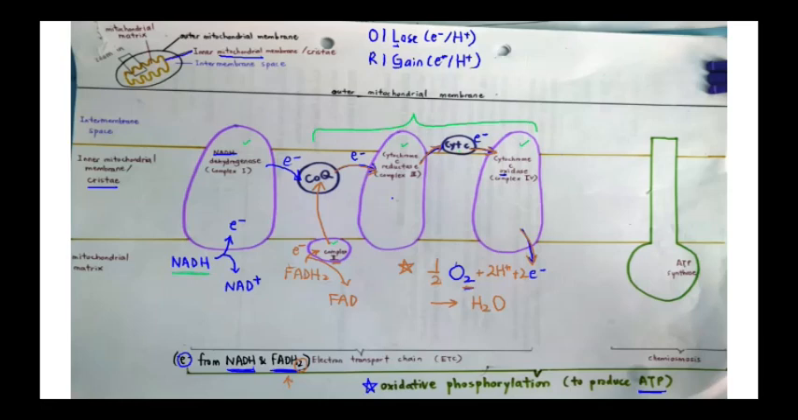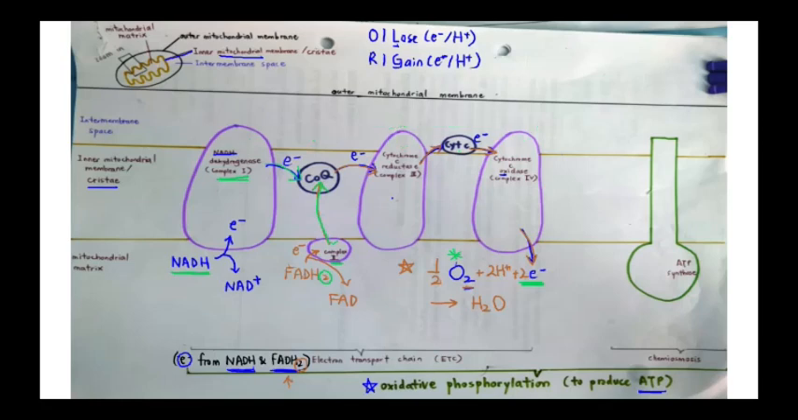NADH gives its electron to complex 1, and from complex 1, it will directly go to CoQ. Whereas FADH2, from the name 2, gives its electron to complex 2 and then from complex 2 directly to CoQ. And then the following road is the same. Lastly, this electron will be given to the final electron acceptor, which is the oxygen molecule.